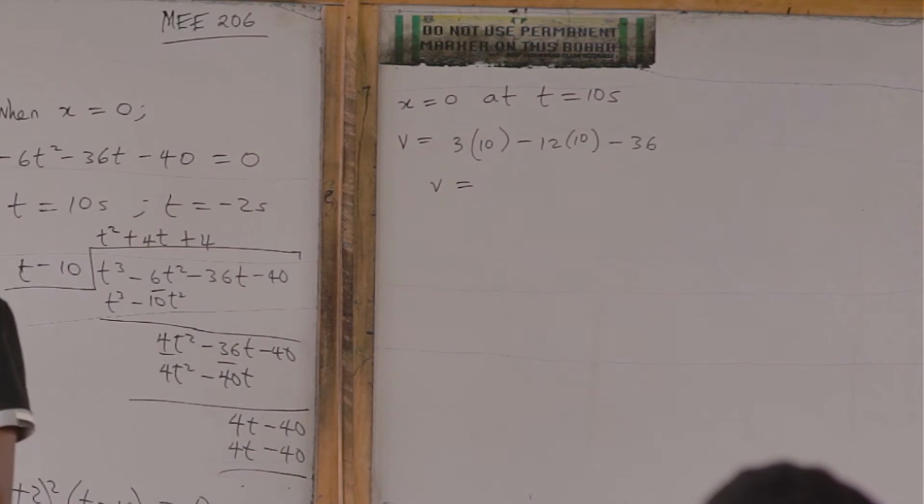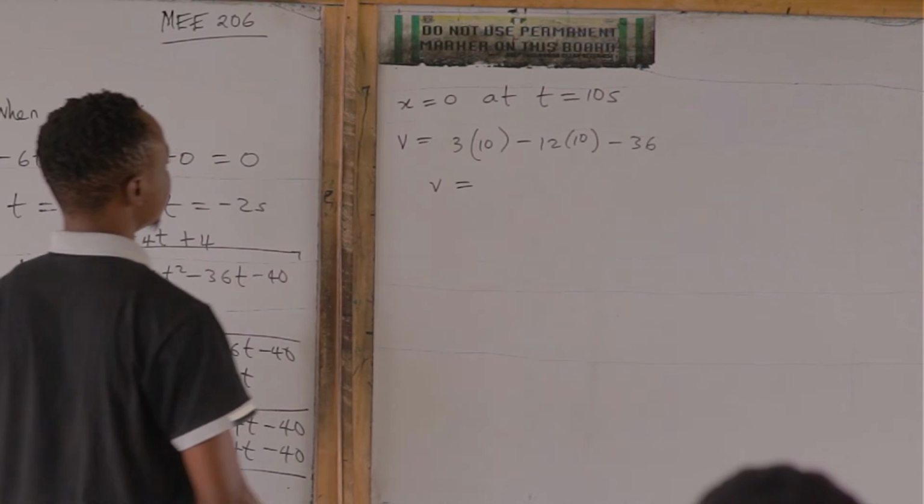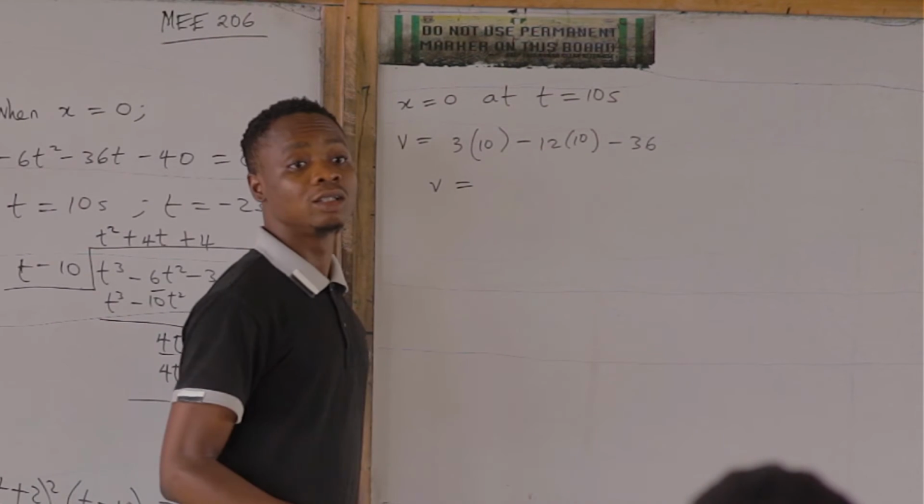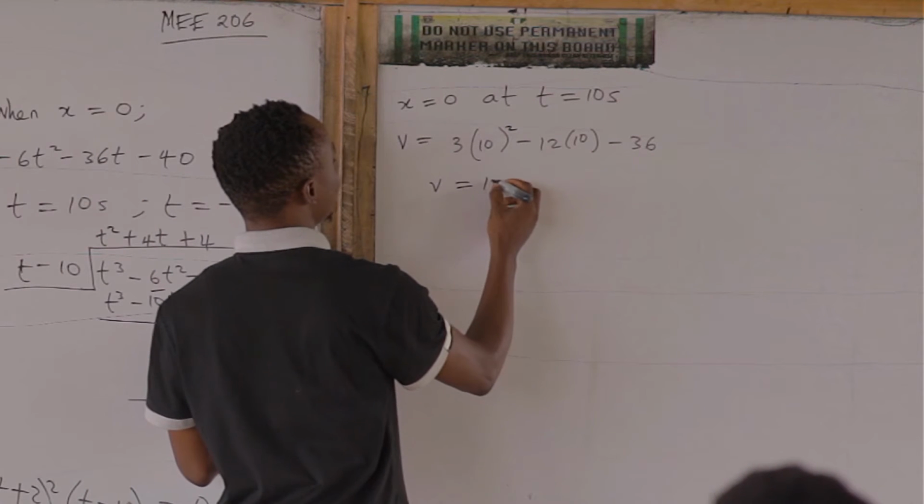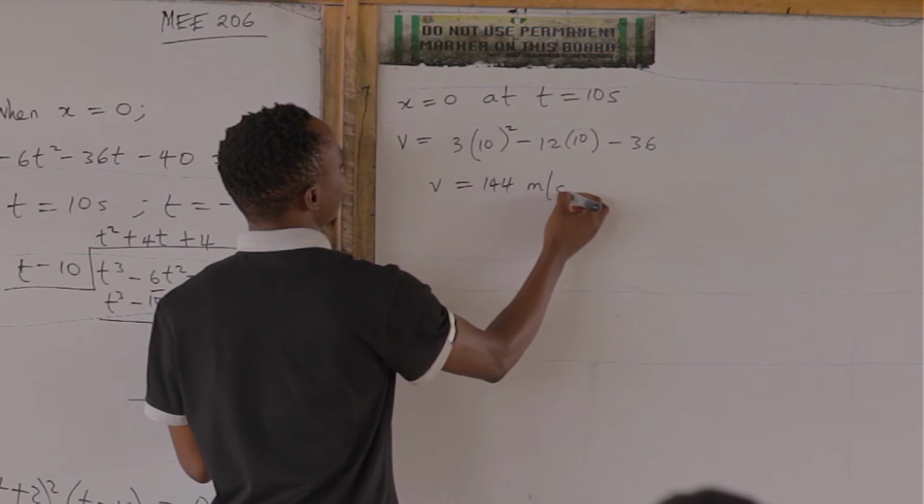It's supposed to be 3 times 10 squared. What is it? 3 times 10 squared. Okay, 3 times 10 squared. Yeah, 144 meters per second.